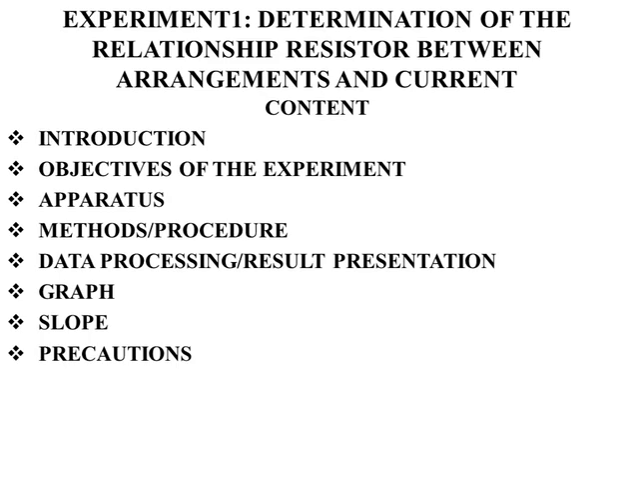I'll just take you through the first experiment, which is titled Determination of the Relationship between Resistor Arrangement and Current. I'll take you through some introductory aspects of it. You must get to know the objective of the experiment, then the apparatus needed, and the method or the procedure to follow when performing the experiment.